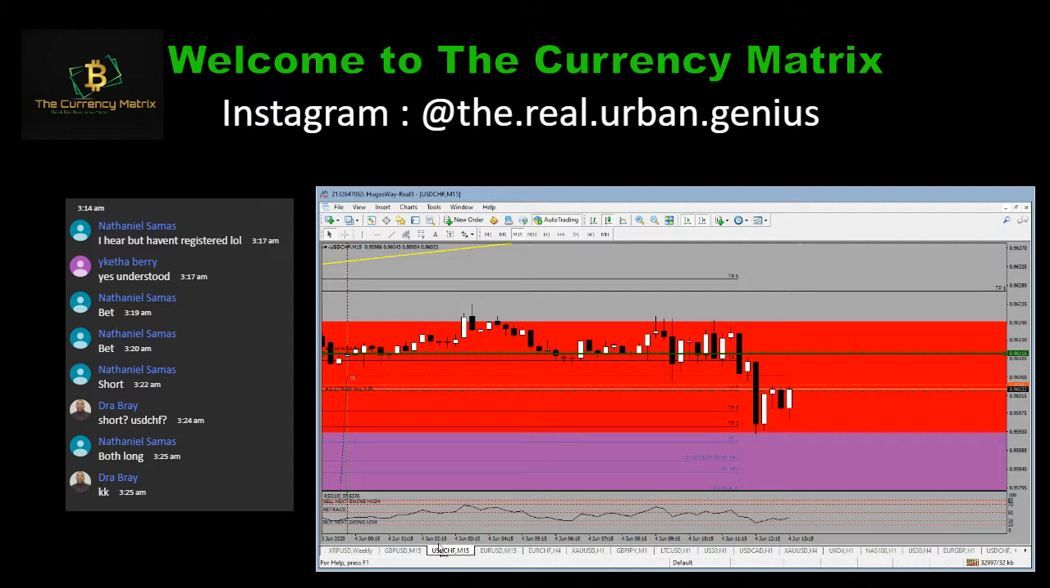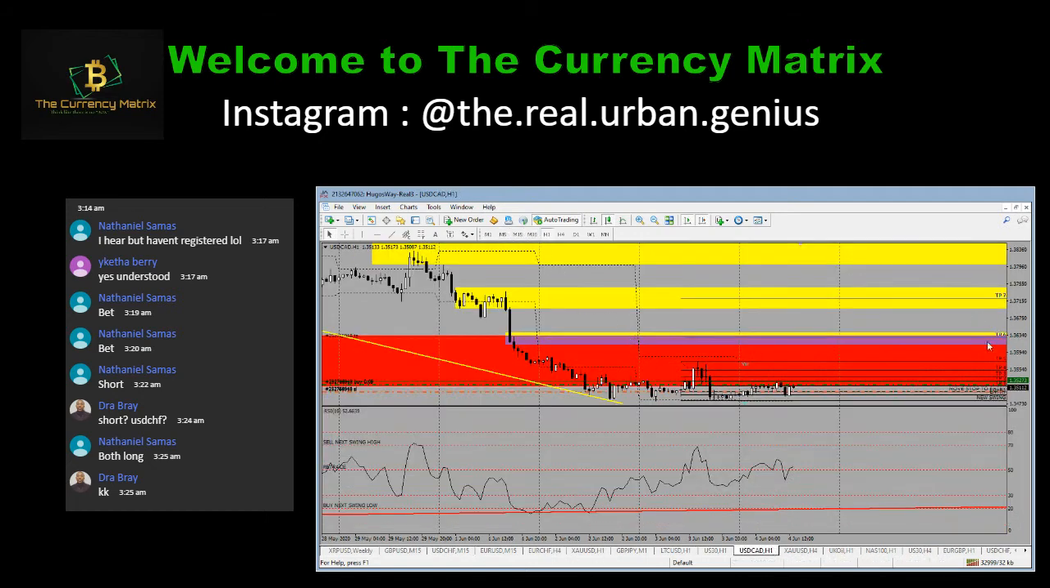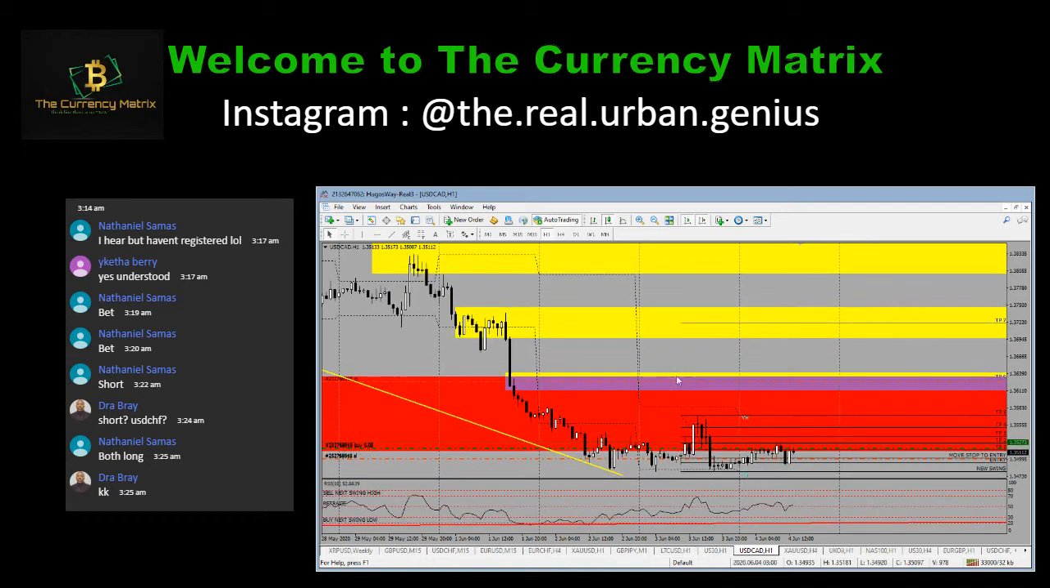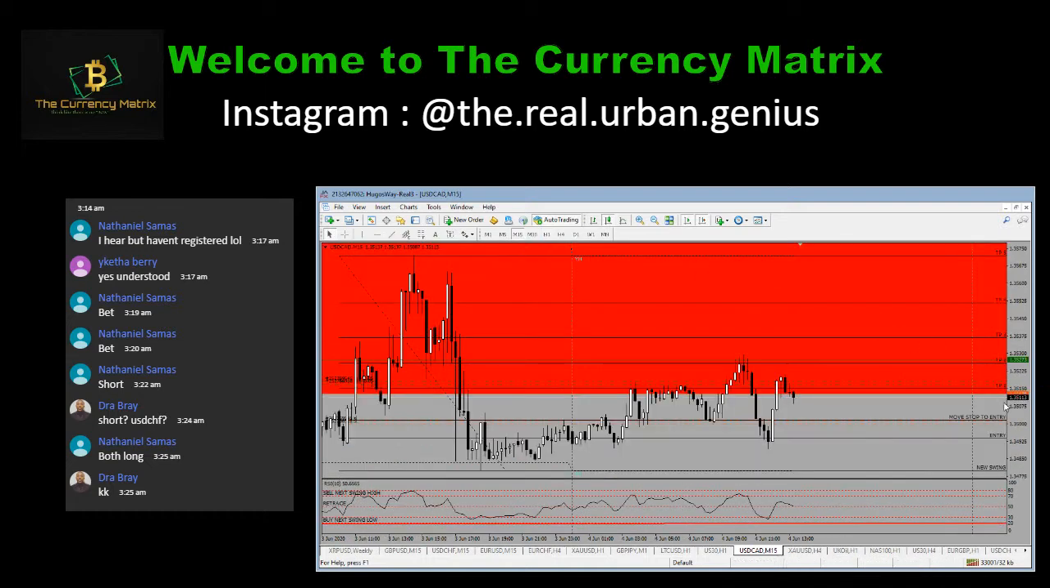I'm long on USD CHF for 50 pips, and I'm long on USD CAD for 50 pips. 50 plus 50 gives us 100. That's our daily goal of 50, so that takes us right out the gate.